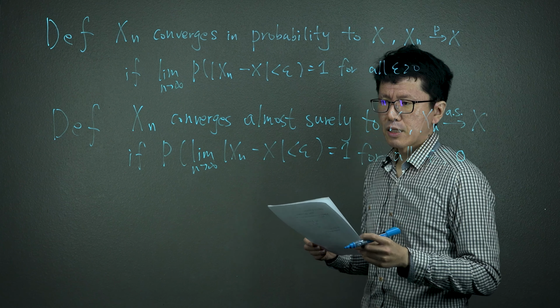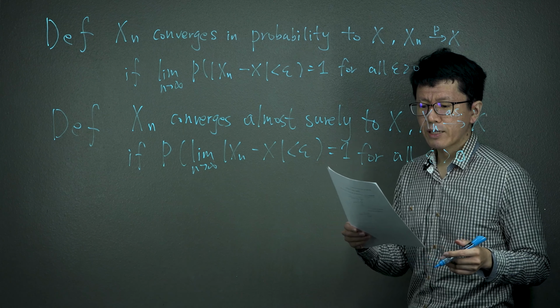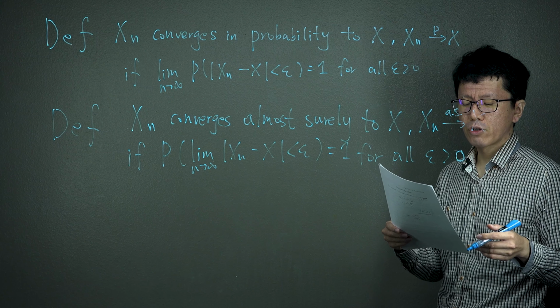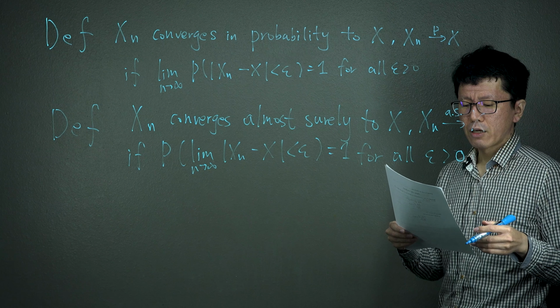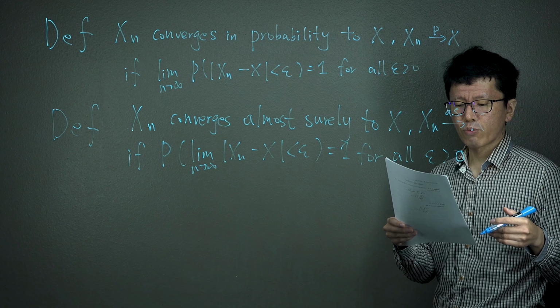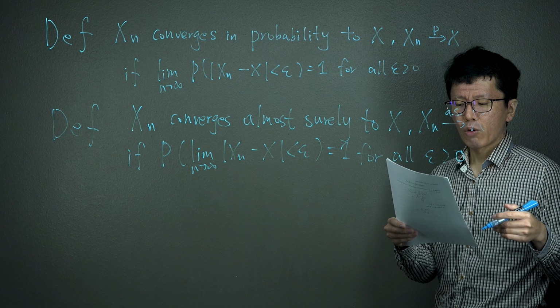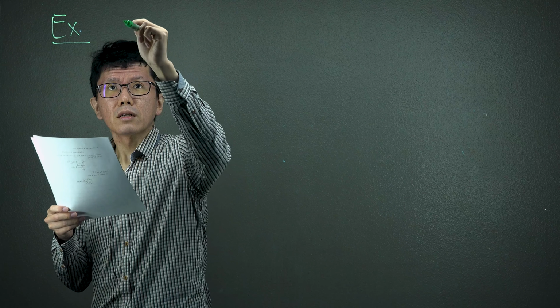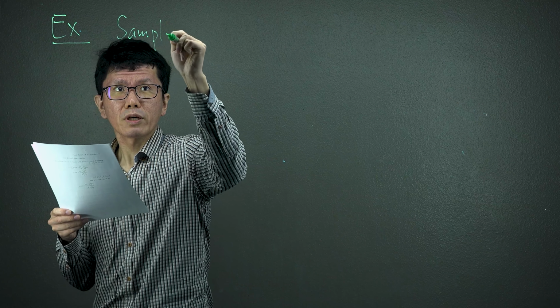So these two definitions are different. Convergence in probability implies that the absolute difference itself is highly likely close to 0 when the sample size is large. However, almost sure convergence implies that the absolute difference itself goes to 0 with probability 1, which is much stronger than convergence in probability. So let's look at an example for this one. So we have a sample space.